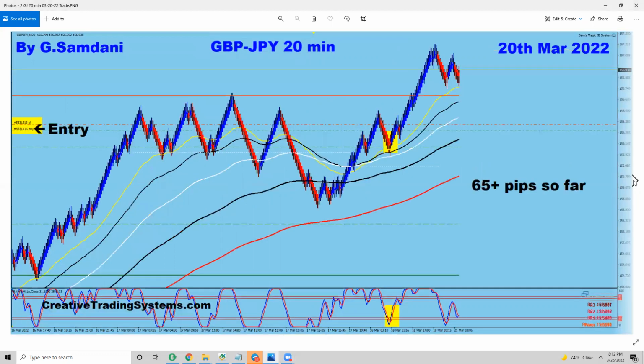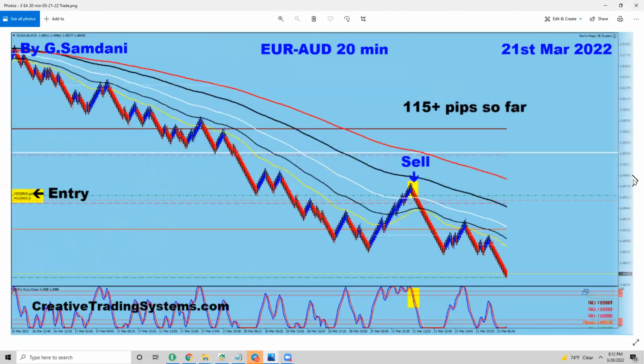On the same day, pound yen, and it is for 65 pip. Actually, the entry was last Friday, and then closed on Sunday night. Okay, so on the Monday, the following day, on the 21st, you have 115 pip on Euro Aussie.